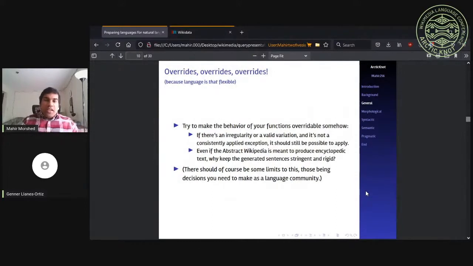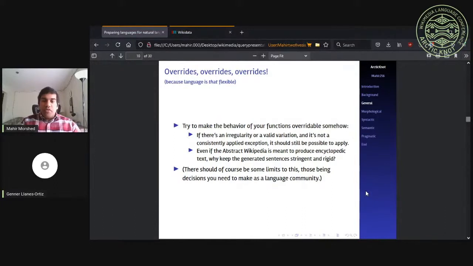Another thing is, because of the flexibility of language, in addition to its productivity in terms of bringing in words, it should be possible in most cases, in many cases, to make the behavior of the functions that you use overridable somehow.